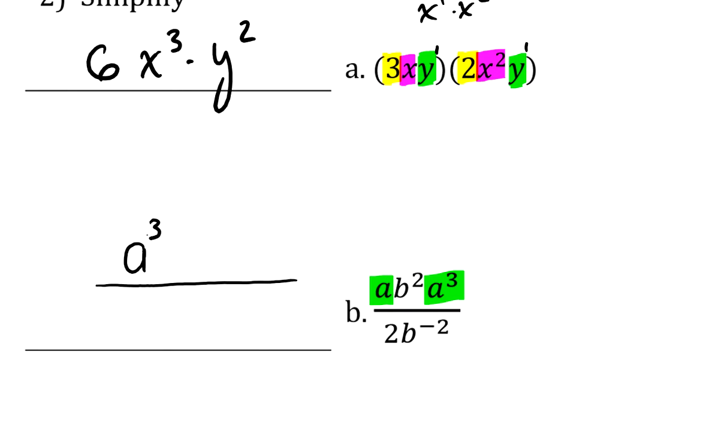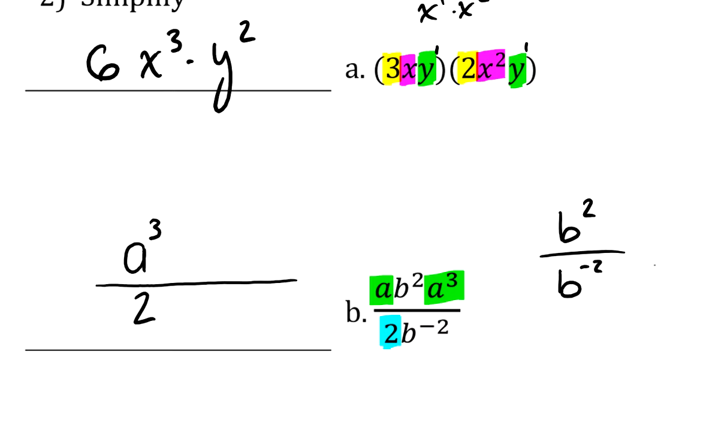That's a to the third power. The other thing that I see is my denominator has this value of 2 that lives inside of it. And I'm just going to go ahead and write that factor of 2 that's down in my denominator and leave it there. The next thing that I have is b to the second over b to the negative second power.